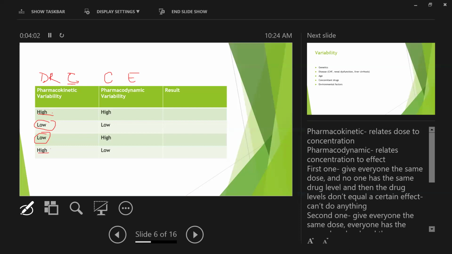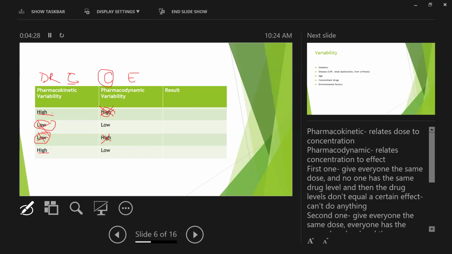Now, how about pharmacodynamic variability? If we know the concentrations, how easily are we going to predict the effect? If there's a lot of variability, that means that even if we know the concentration, it's not going to help us determine the effect. So there's no point in getting the concentrations here, right? So if this is high, we're not interested.